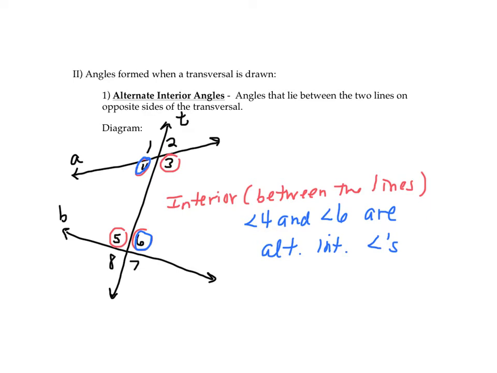If you take a look, on either side of the transversal, we can see angle 3 and angle 5. Both angles are interior angles. They're on opposite sides of the transversal, meaning one is on one side and the other is on the opposite side of the transversal. So angle 3 and angle 5 are another pair of alternate interior angles.